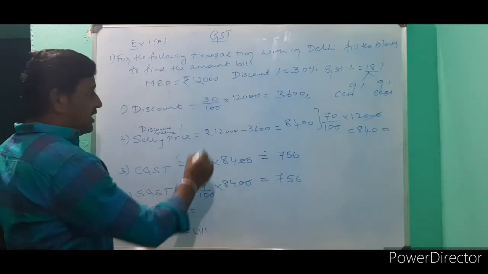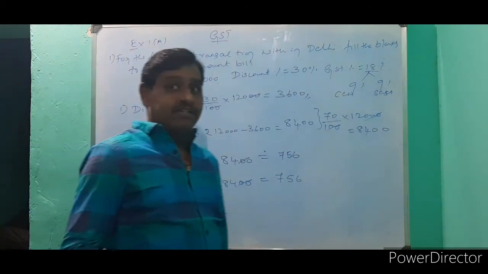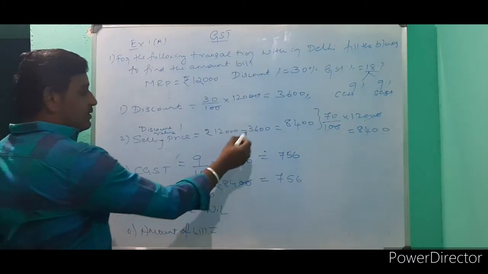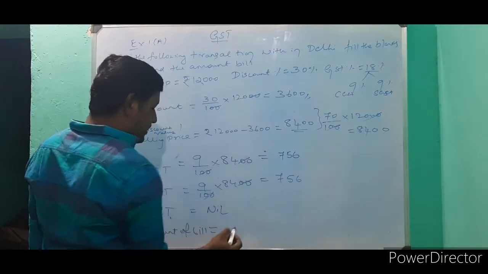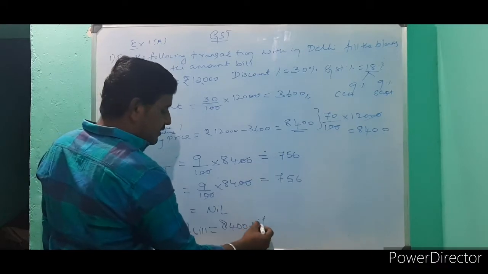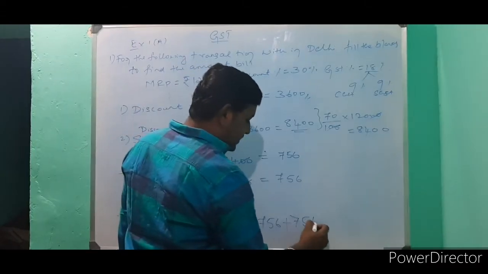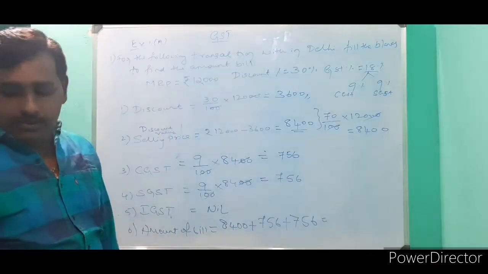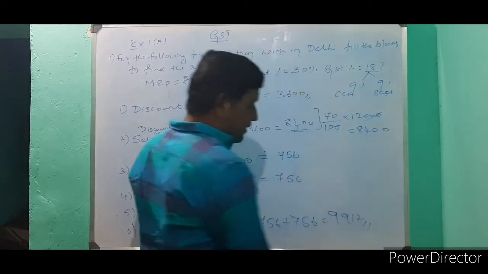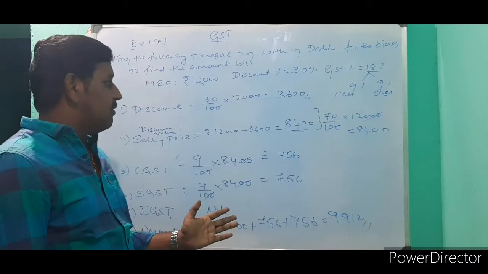So IGST, in this case of intrastate, is nil. IGST is calculated only in interstate. Okay, now the total amount of bill. The selling price is 8,400 plus central GST 756 plus SGST 756. If you add all those things, you will get 9,912. So I hope you understand how to solve this problem.